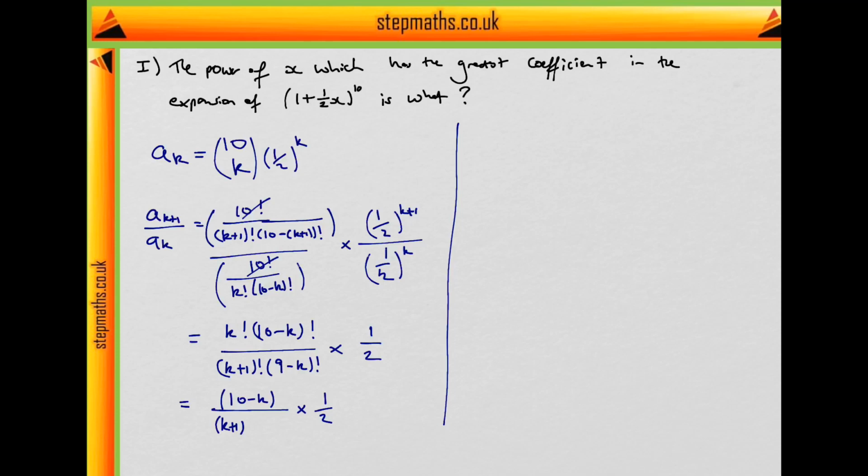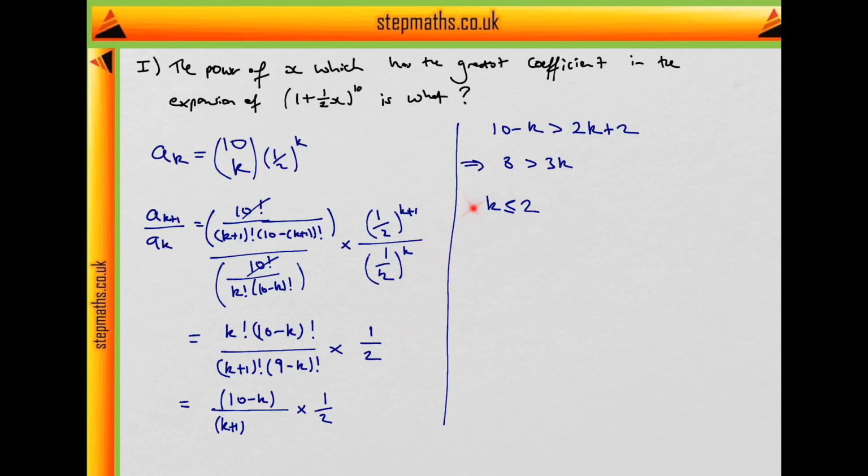So when it's greater than 1, that means the coefficients are growing. Well, that's going to be when the numerator is greater than the denominator, i.e. when 10 minus k is strictly greater than 2k plus 2, or 8 is strictly greater than 3k. Well, that means that for k less than or equal to 2, these coefficients will grow. But then when k is greater than 2, i.e. k is 3, we're going to have the coefficients decreasing.